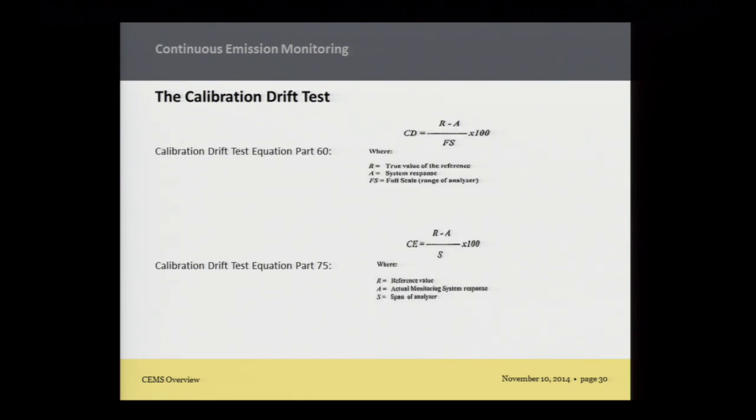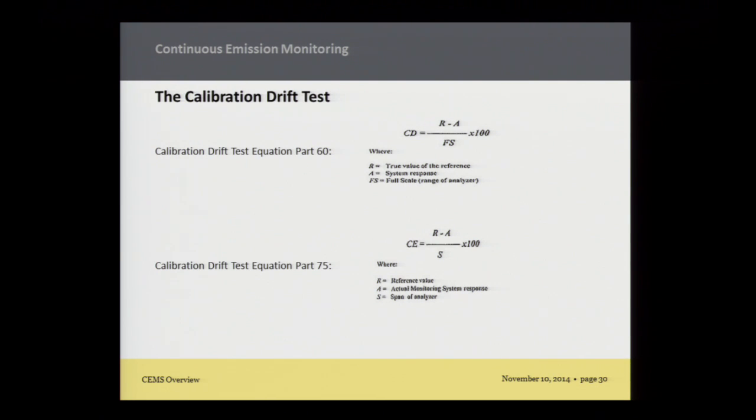So here are your equations, the calibration drift test. Here it is in Part 60. The drift is equal to the true value of the reference minus the system response, divided by the full scale. So we'll look at what those numbers could be like. This is what the R is, the true value of the reference. Let's say we're shooting a 500 ppm gas, and then the system response is 480, and then the full scale is 500. Then you would do your math there to get what the calibration drift is.